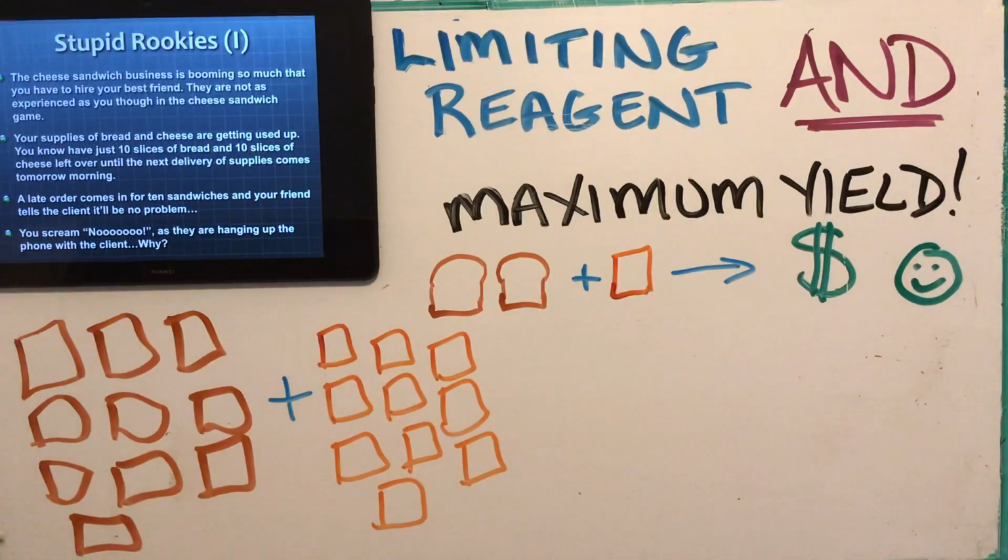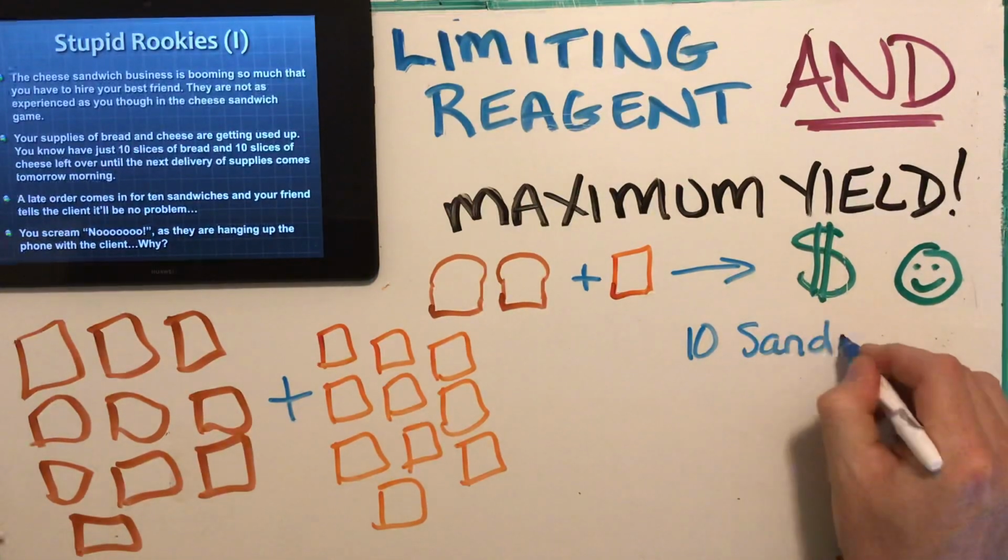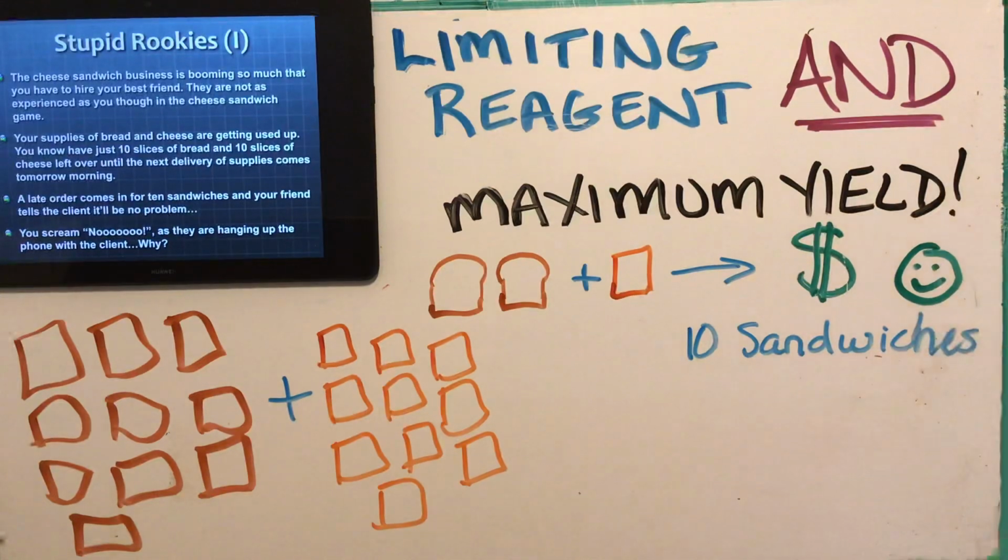The order's for 10 sandwiches. And your rookie, your friend says, "Oh, that's easy, I got that. 10 sandwiches, got it." You scream no. No! As they're hanging up the phone. Why did you scream no? Right? The order came in for 10 sandwiches. Your friend, who didn't know chemistry, said no problem. And you told them, wait a second, rookie, there is a big problem here. What's the problem? Think about it in your head right now for a moment.